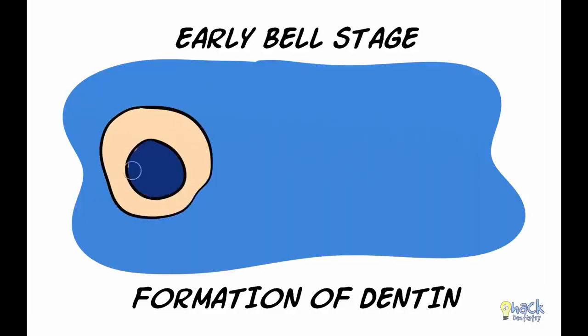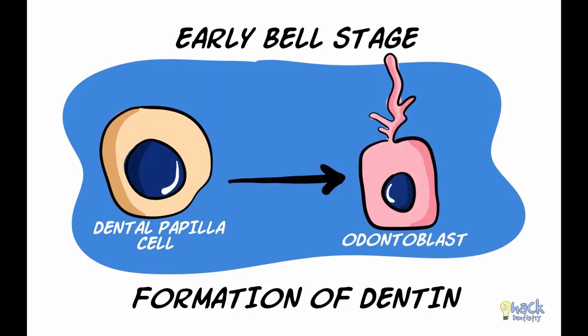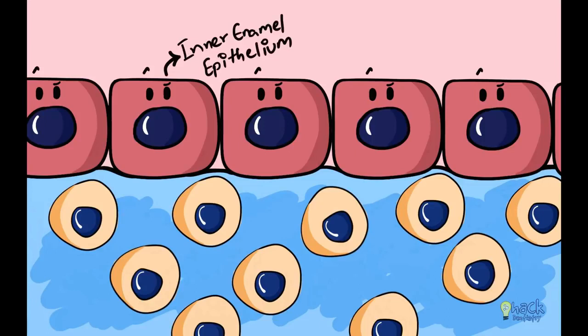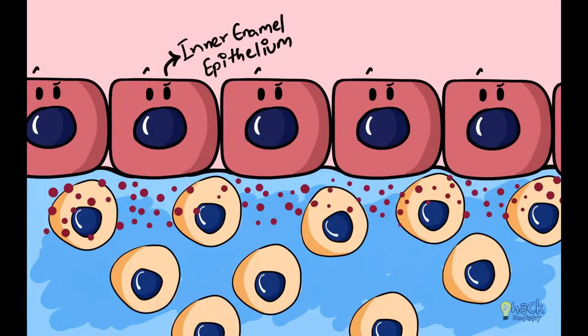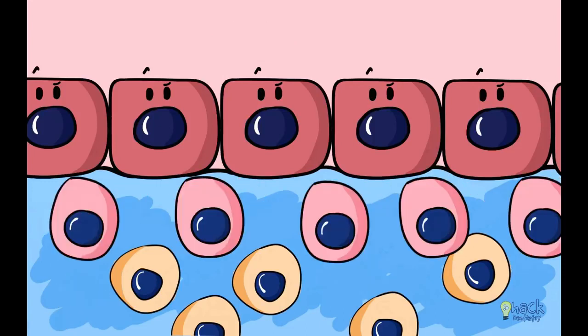Formation of dentine begins in the Bell stage when the undifferentiated dental papilla cells near the inner enamel epithelium start to differentiate into odontoblasts due to the influence of the overlying epithelium. The inner enamel epithelium in the early Bell stage, before differentiating into ameloblasts, secretes growth factors and signaling molecules like transforming growth factor and bone morphogenetic proteins, which help in differentiation of dental papilla cells to pre-odontoblasts.